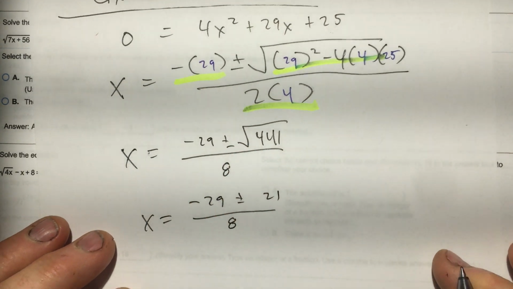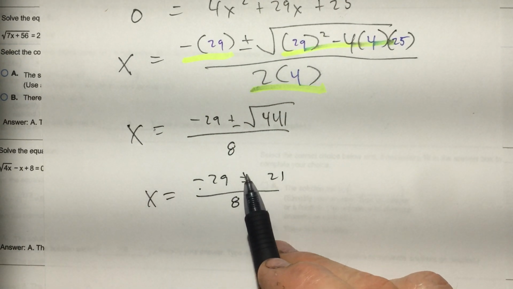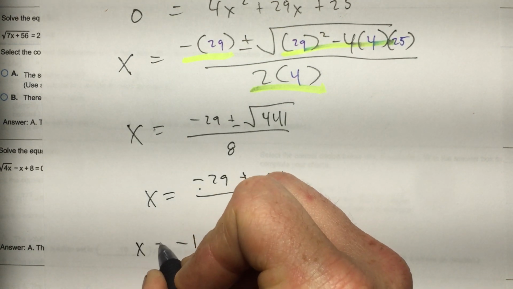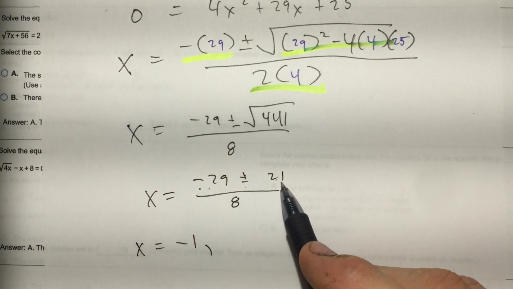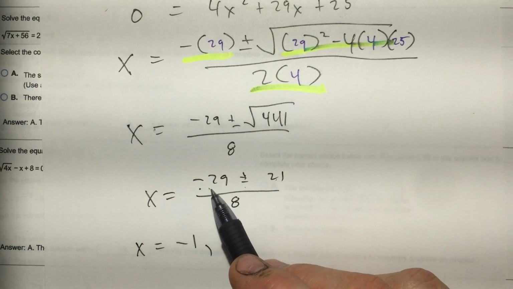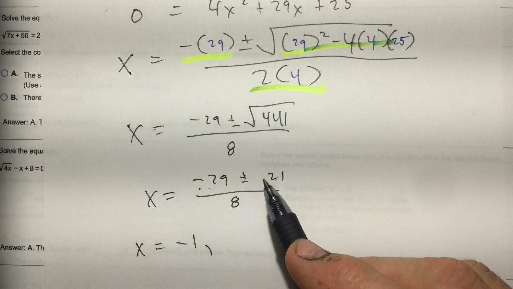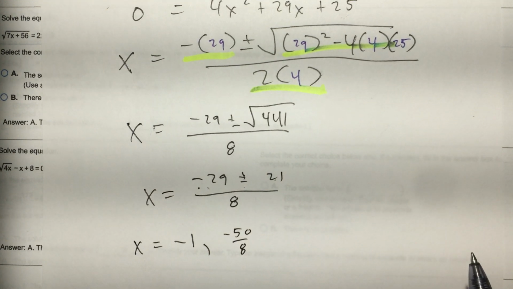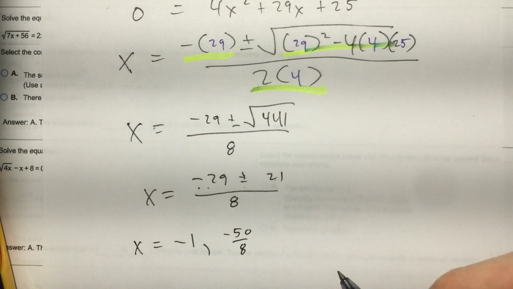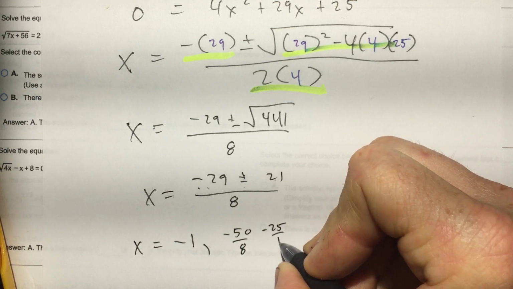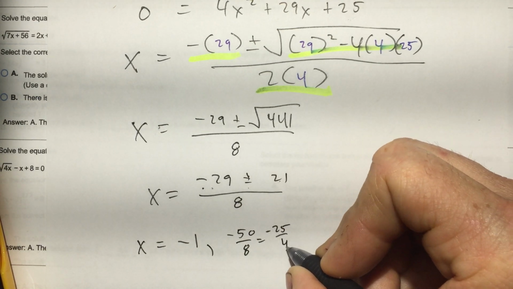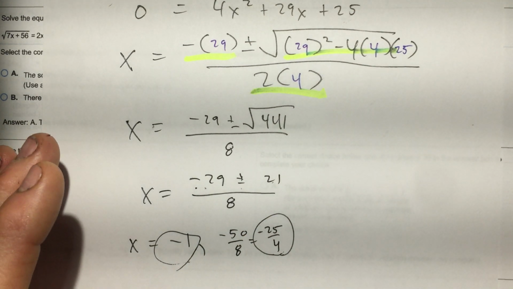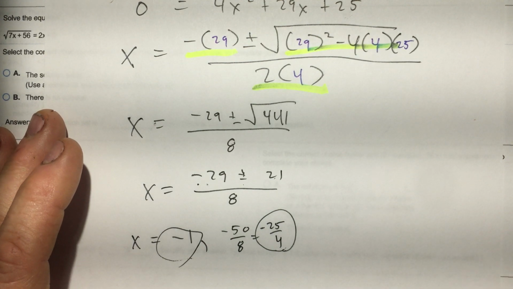That's what x equals. So I do negative 29 plus 21, which is negative 8. Negative 8 divided by 8 would be negative 1. Negative 29 minus 21 would be negative 50. Negative 50 over 8, which is negative 25 over 4 if I simplify it. So there's my solutions, but I have to check them because it's possible they're both extraneous, or one of them is, maybe, I don't know.